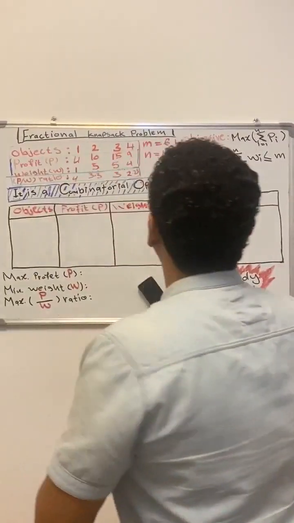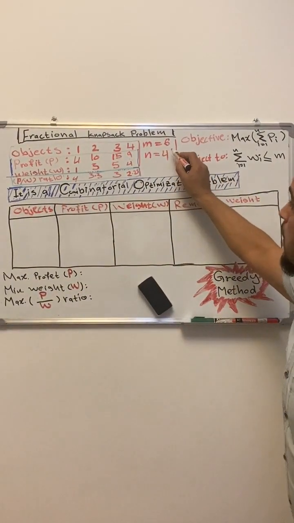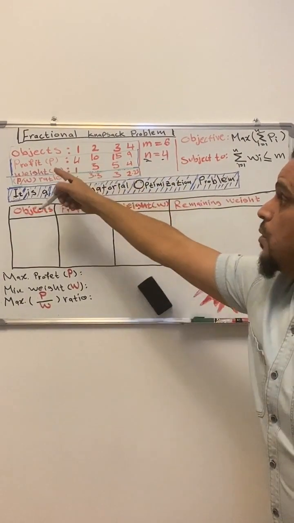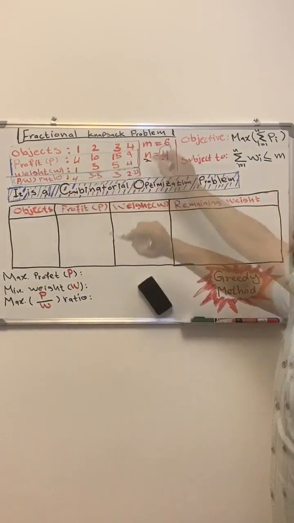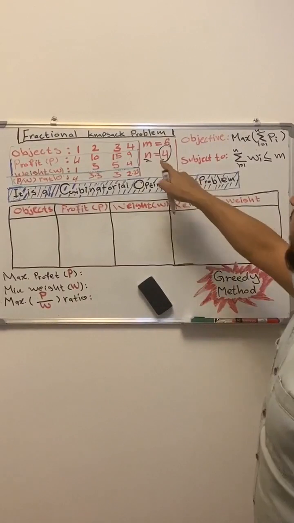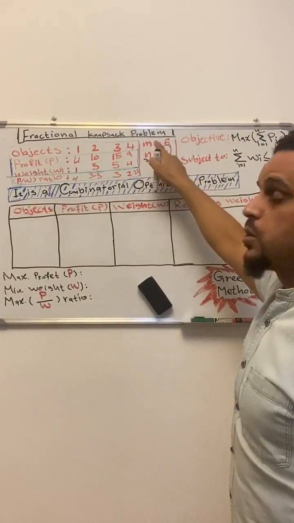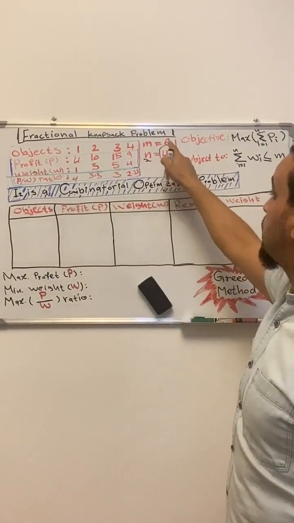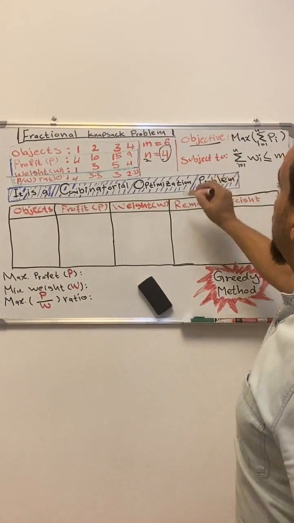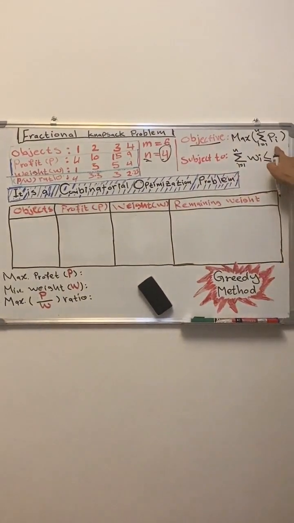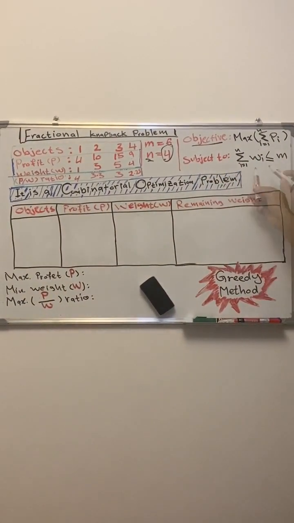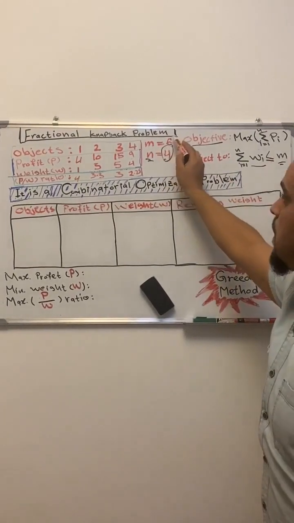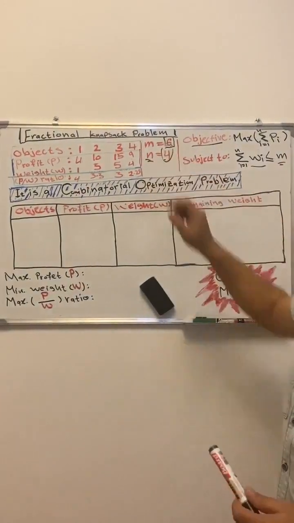The objective: we have a number of items or objects, 1, 2, 3, 4, so 4 items, and a given total weight, a condition or constraint. The objective is to maximize the profit, subject to this condition: the total weight that has been collected is less than or equal to m, which in this example is 6.